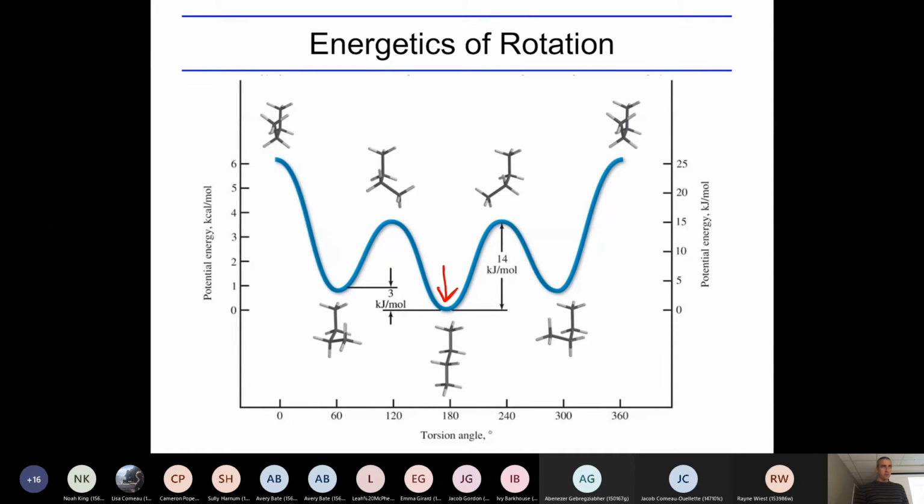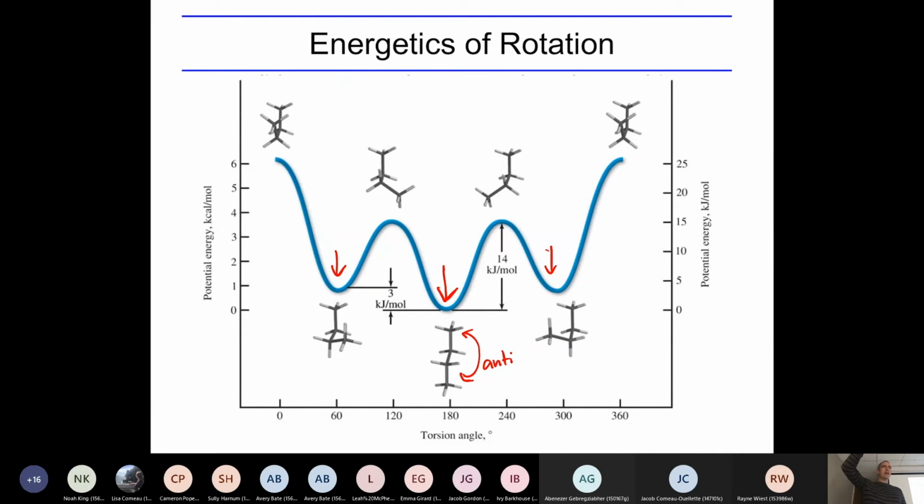Also, the two methyls that are on carbons 2 and 3 are anti to each other, right? So these two are anti, we would say. We have two other staggered conformations where the two methyls are gauche. They're not quite as stable though. They're a little bit higher in energy, 3 kilojoules per mole, which is peanuts. You know, that's nothing, 3 kilojoules, but it's something. We can measure it, and so it's just a little bit higher in energy.